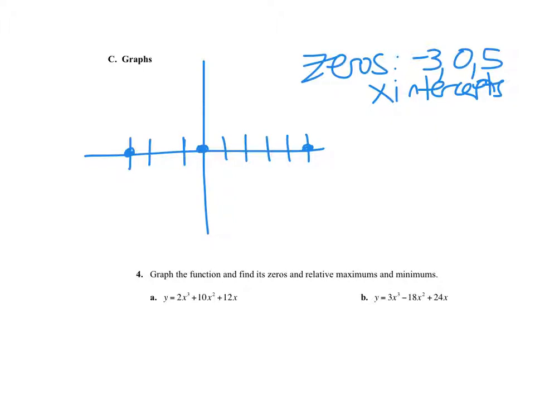Okay, that polynomial, this is what a cubic polynomial will look like. The one that's on the front, it looks just like this. Watch, it goes like this.